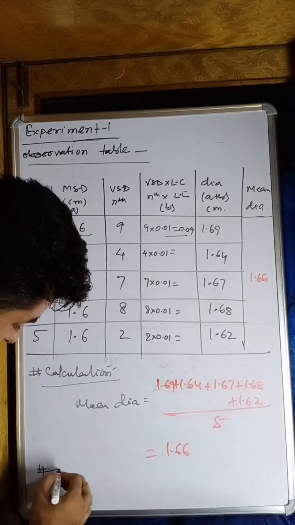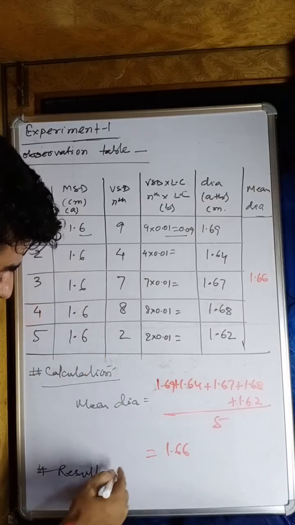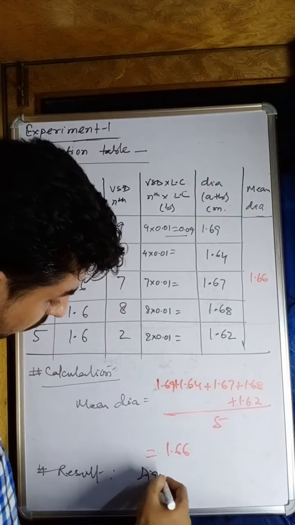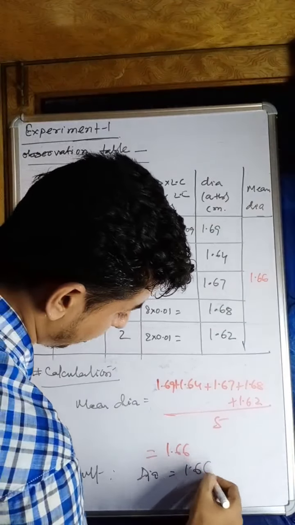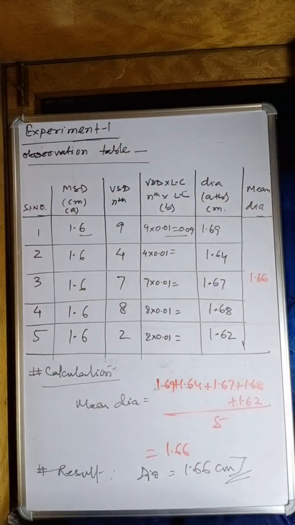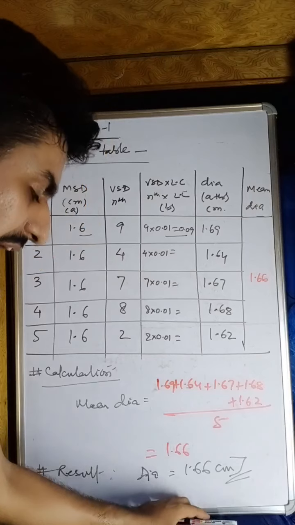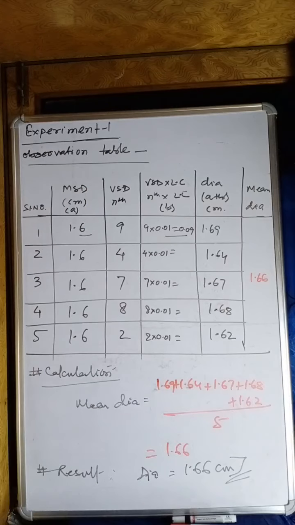So the next step is the result. In the result, what do you have to write? The diameter of the bob is 1.66 centimeter. Okay, this is your result. Now in the next step, my dear students, what you used to write is the precautions and sources of error, which you can find from the video clip.